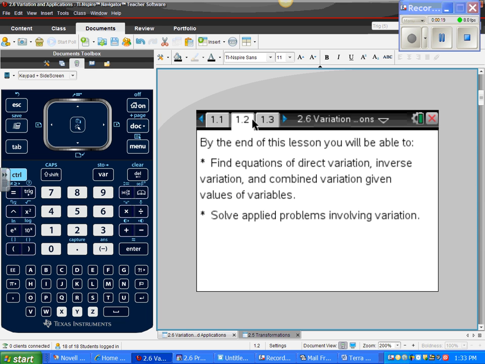Okay, so by the end of this lesson, you're going to be able to find equations of direct variation, inverse variation, and then combined variation given values of variables. We're going to be able to solve applied problems involving variation as well. Okay, so those are our goals.